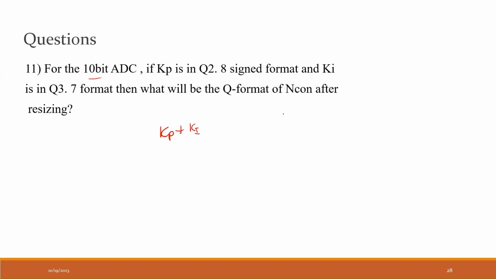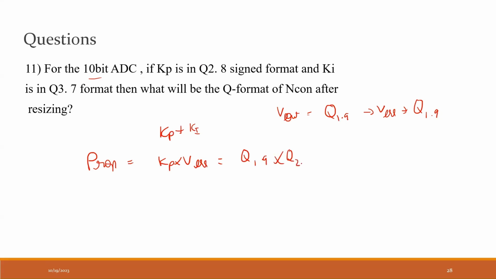Let's consider the ADC we are using. So the V output signal is of the format Q1.9. So my V error signal is also of the format Q1.9. So the part corresponding to the proportional part is Kp into V error. So that is Q1.9 into Q2.8, which comes out to be Q(1+2-1).(8+9), so that is Q2.17.